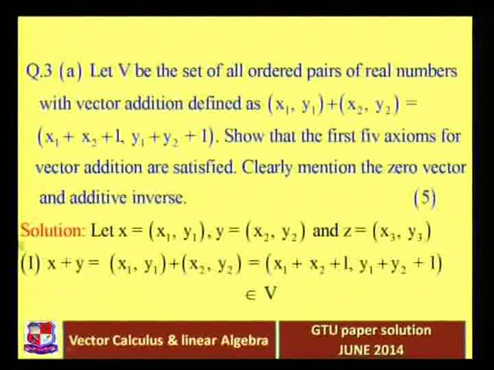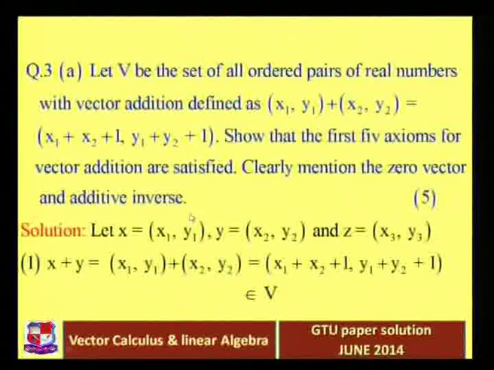So we just have to prove that the first 5 axioms for vector addition are satisfied, and clearly mention the zero vector and additive inverse. First of all, let us understand the definition of the addition. (x1, y1) plus (x2, y2) is equal to (x1 plus x2 plus 1, y1 plus y2 plus 1). So we add the first coordinates of both elements and then plus 1. Similarly, we add the second coordinates and then plus 1. That is our addition defined in the example.